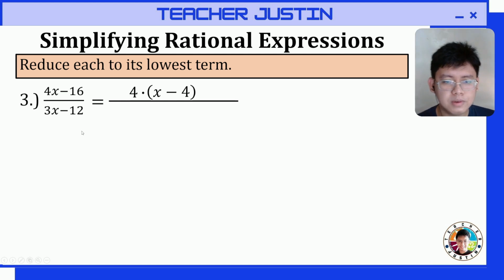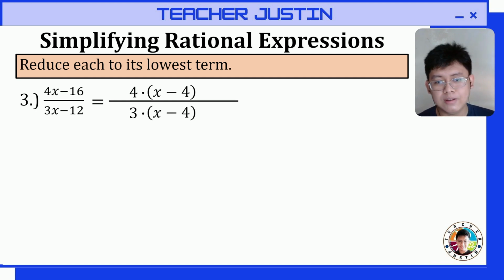Then, let's proceed to our denominator. So, 3x minus 12 can be factored using common monomial factoring kasi meron silang common factor. So, let's factor out the common factor. It is 3 times the other factor, which will be x minus 4. Now, let's cancel the common factor dito sa ating numerator and denominator.